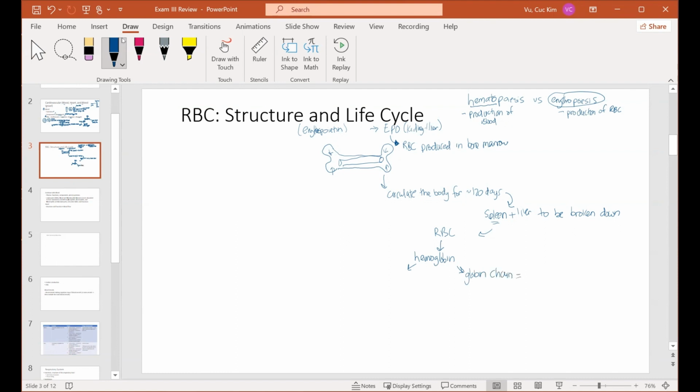Now the globin chains, they're just protein. They're made up of protein. And if you break the protein down to its functional units, its basic units, what are they? For this one, you have to recall the chapter on chemistry. Yes, perfect, Irene. These are the amino acids.